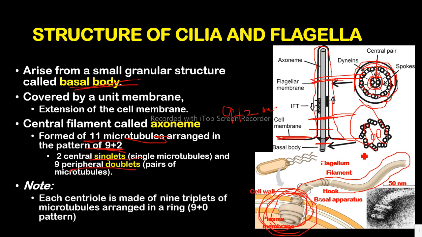Note, each centriole is made up of 9 triplets of microtubules arranged in a 9 plus 0 arrangement. We are going to see the structure of a centriole.